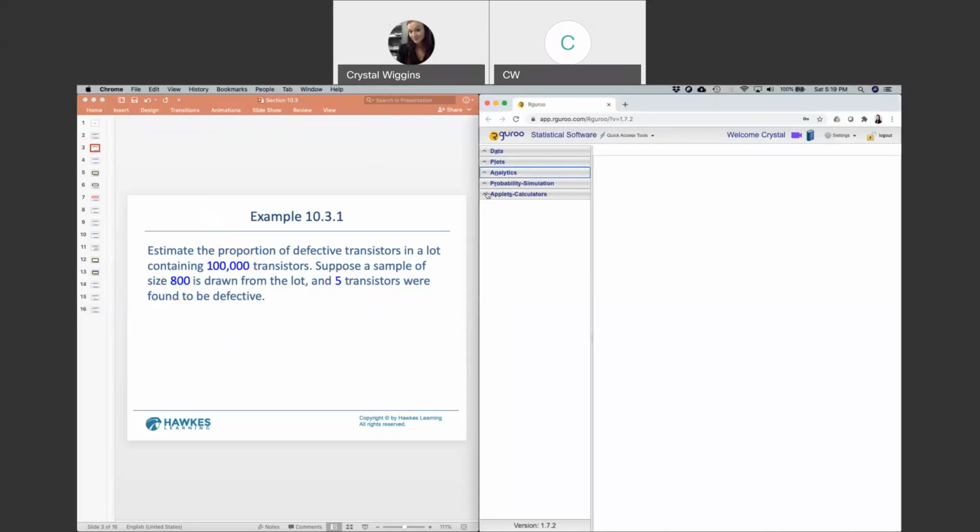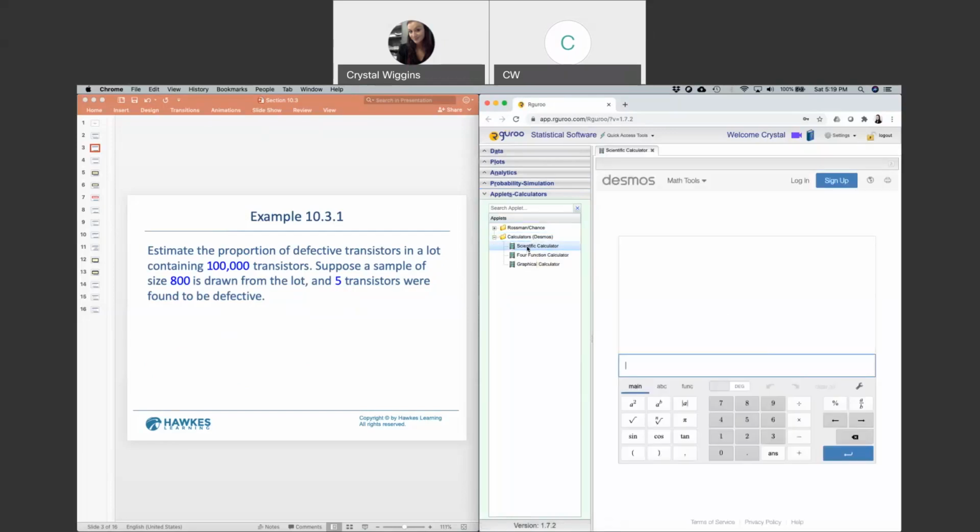If we go over here to the calculators, they're essentially streaming Desmos, which you can just Google. I'm just going to go to this scientific calculator. You do have to double click it, and it's really nice to have an interface with a quick calculator in here. I wasn't even aware there was a calculator in here until last week. So 5 divided by 800, and we get our proportion 0.00625. If we put that in percent form, that is less than 1% defective, which sounds pretty good if I was a manufacturer.